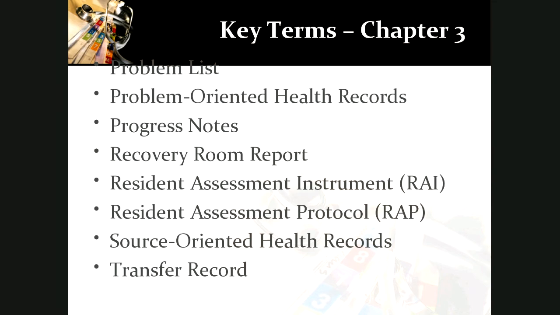A problem list. What type of record would you find a problem list in? A problem-oriented health record. Where would you find those? Progress notes. Those written by physicians, right? Or consultants, right? Okay. Recovery room report. Remember that if somebody has a procedure or an operation, they go into recovery. So that documentation is there and required.